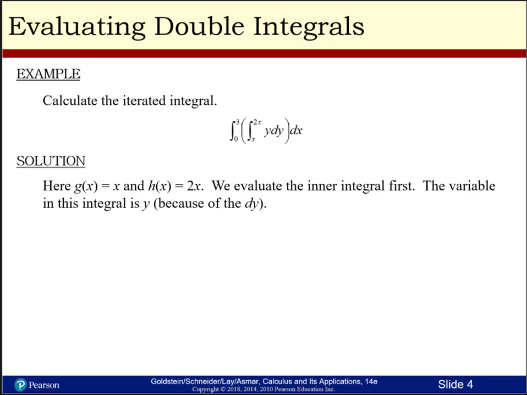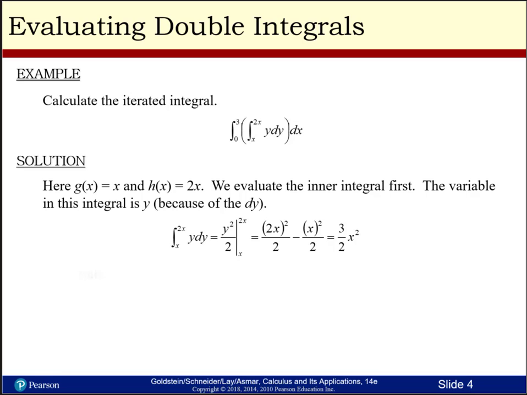Here g of x is x and h of x is 2x. We're going to evaluate the integral first. The variable in this integral is y because of the dy. So that's just going to be y squared over 2 evaluated from x to 2x. Taking that inner integral, we plug in our x and our 2x and do that subtraction just as we do with our definite integrals. We'll get that that's 3 over 2 x squared.